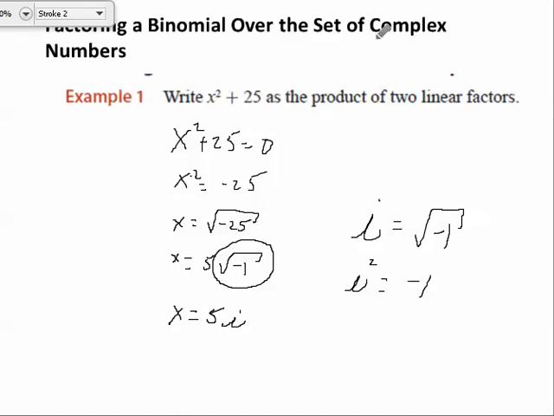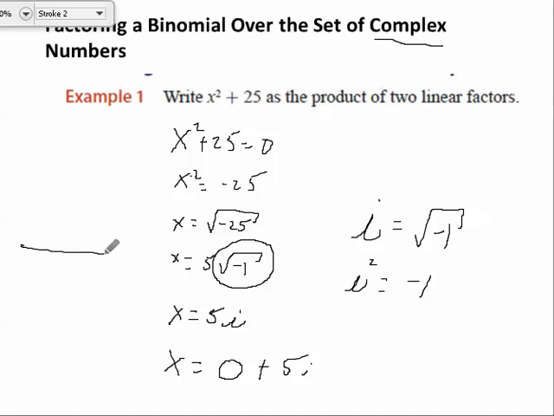So what does it mean up here when it says complex numbers? Complex numbers are made up of all the real numbers and all the imaginary numbers. So in this situation, x is equal to 0, a real number, plus 5i. That's the complex number. How does this look in a graph?